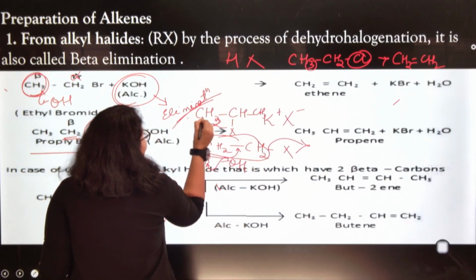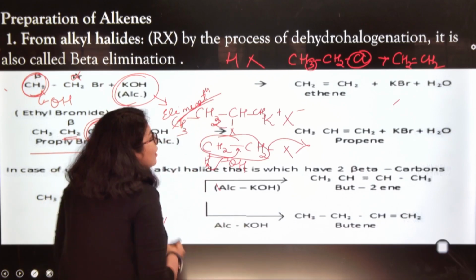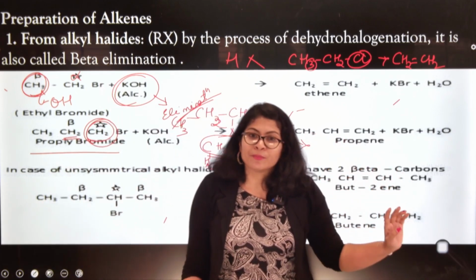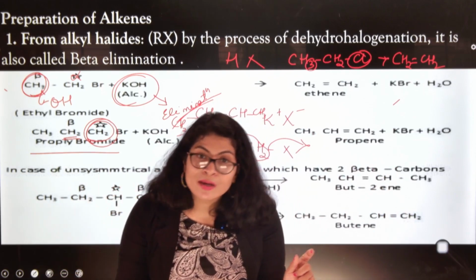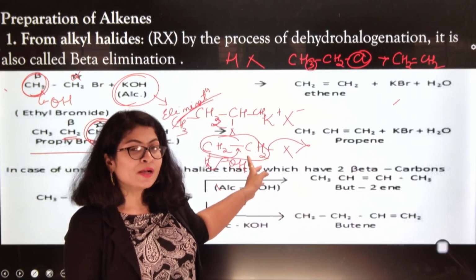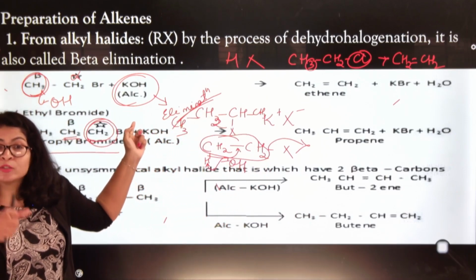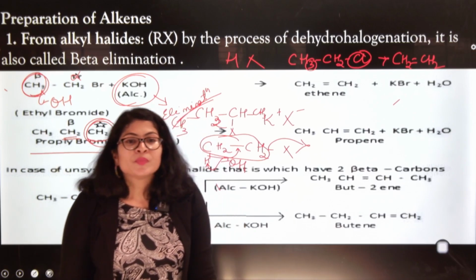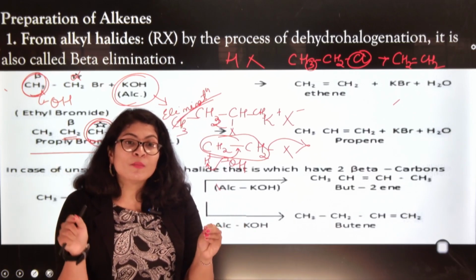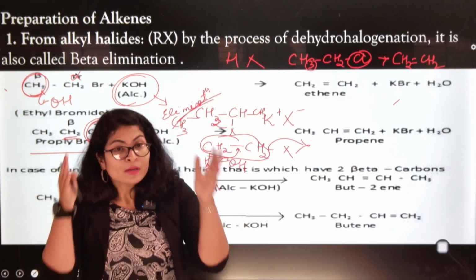associating another CH3 on this side, and this remains as CH3 only. Then the problem arises because there are two different kinds of beta carbon associated. To one beta carbon there is another CH3 group, but to this beta carbon there is no such alkyl group associated. Now we get two different kinds of environment on both sides of the alpha carbon.